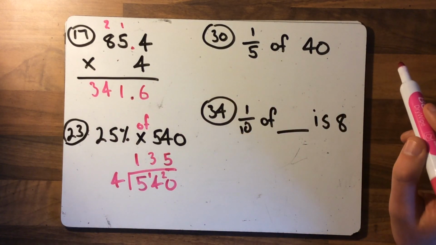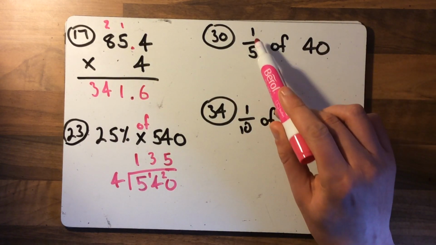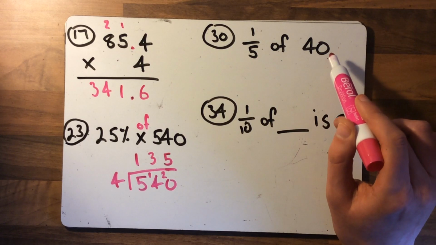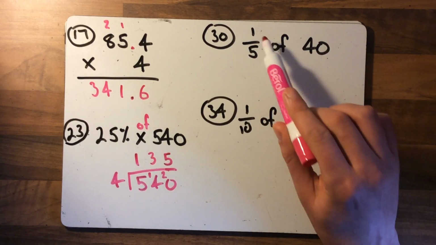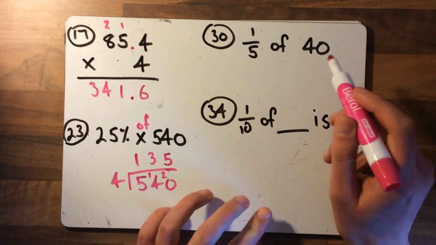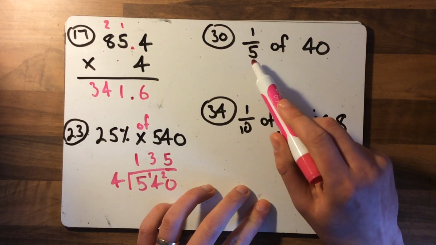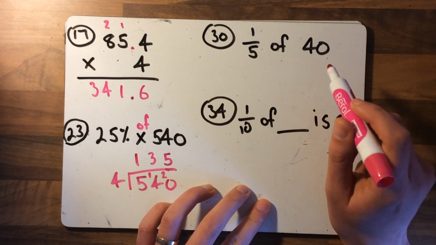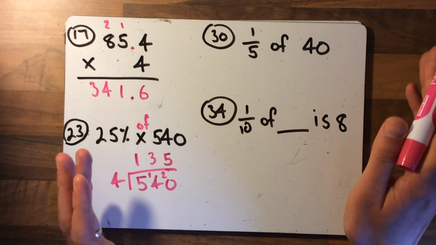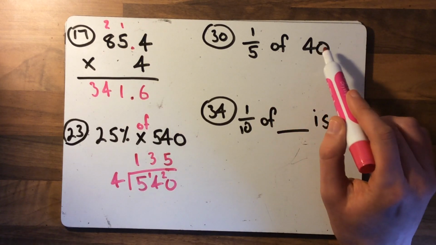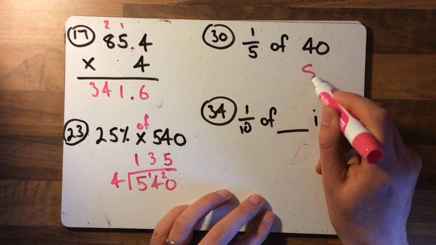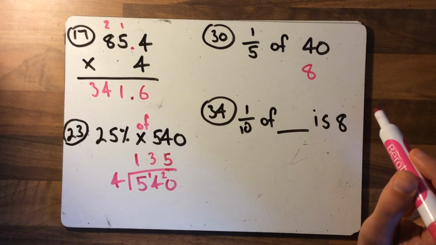Looking at number 30 now. What is a fifth of 40? So 40 is going to be split between 5, and what is 1/5 of those? So it is basically how many 5s go into 40. So you could do it as a division, or you could think about just your times tables knowledge. Something times 5 is 40, and hopefully you got to the answer of 8.